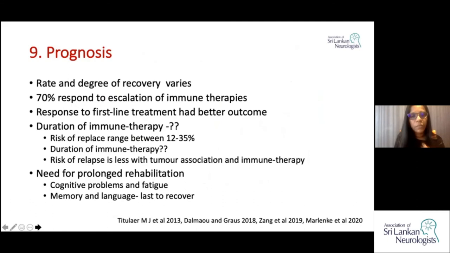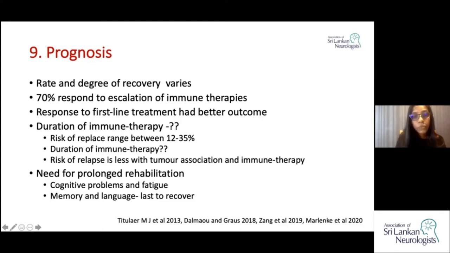A few more information about outcome. This is overall, for all autoimmune encephalitis, how much you improve and the rate would depend on the type. For example, NMDAR encephalitis responds a bit slower than limbic encephalitis, but in NMDAR encephalitis, a greater proportion come back to the baseline in comparison to limbic encephalitis, where maybe a lesser percentage would reach the baseline. Overall, you could say that about 70% respond to escalation of immune therapies. And if you need only first-line medications, obviously your outcome is going to be better.